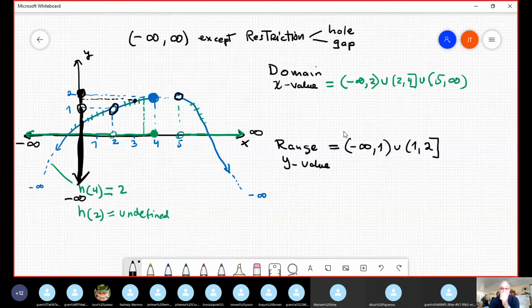Okay, this is the idea for determining the domain. Now I want to put a couple of examples, not too complicated, easy, and you help me to understand domain and range, no? Please.